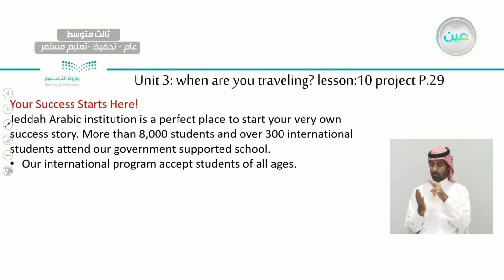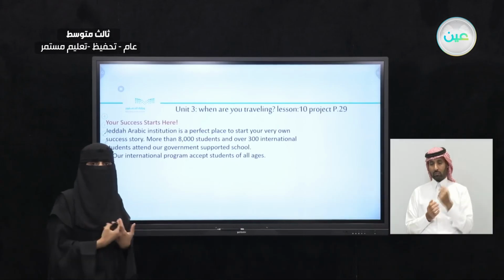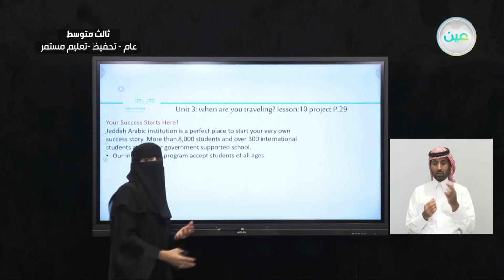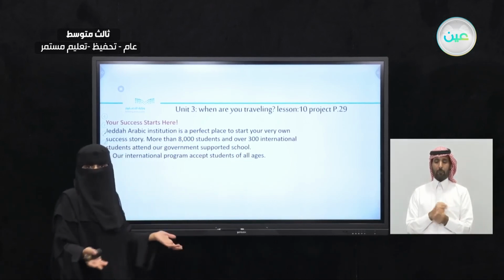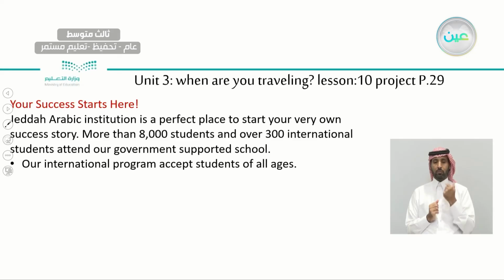So look at this presentation. I made it bigger for all of us to read. Your success starts here. This is the introduction. Jeddah Arabic Institution is a perfect place to start your very own success story. More than 8,000 students and over 300 international students attend our government-supported school. Our international program accepts students of all ages. I talked about the ages to attract you, and I gave you numbers here to show you that this is a good and successful program, okay? This is my introduction. You can write better. I'm sure you're going to write better.